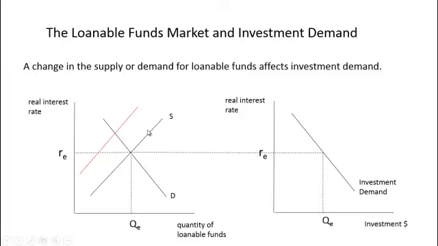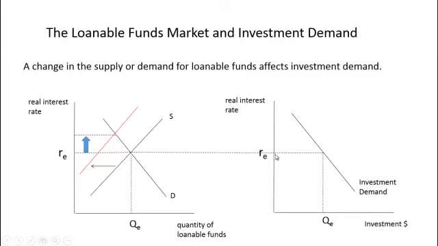For instance, foreigners may be less willing to loan us funds than they have been in the past. This decreases the supply of loanable funds and it shifts to the left. You can see the new equilibrium is not here, but here, and that's at a higher real interest rate. This higher real interest rate will translate all the way over here into this graph. This is a graph of how much investment is occurring in the economy.